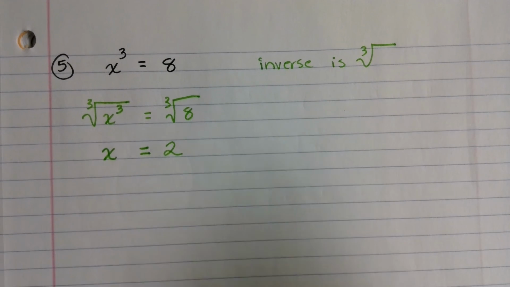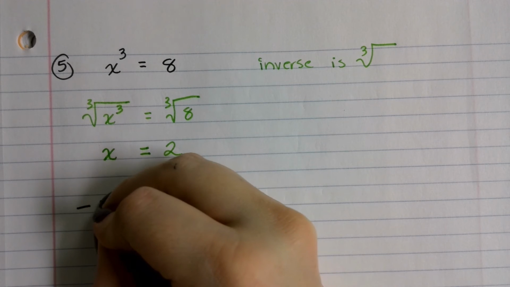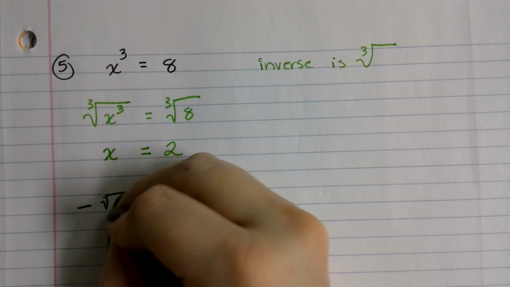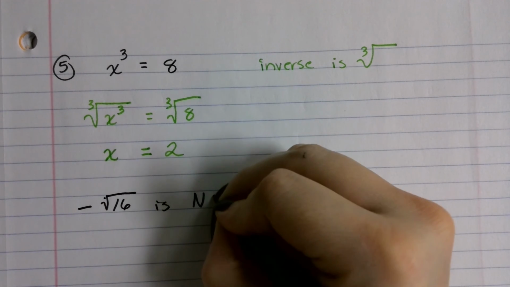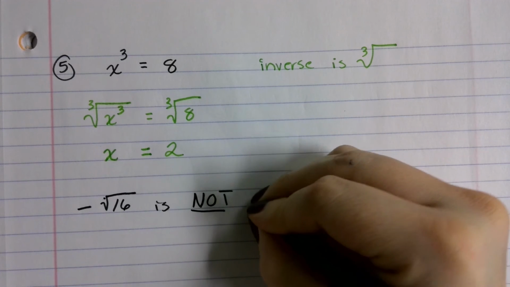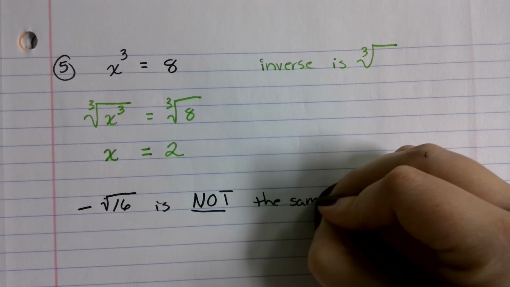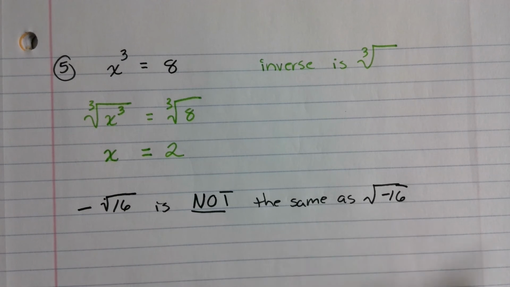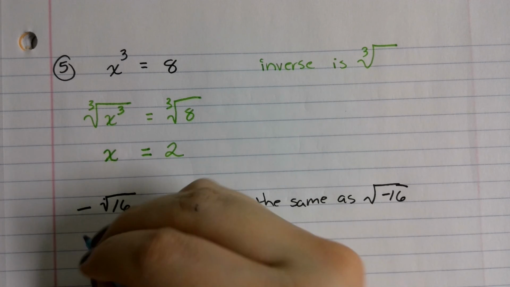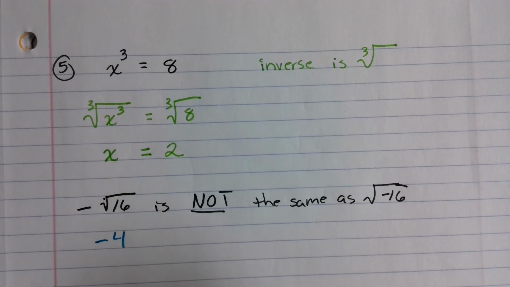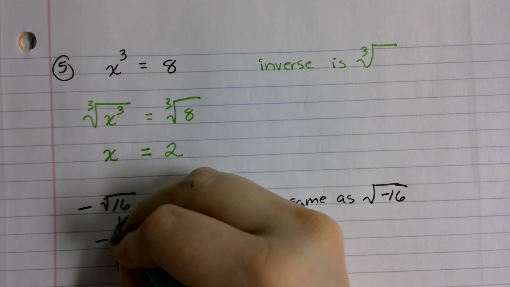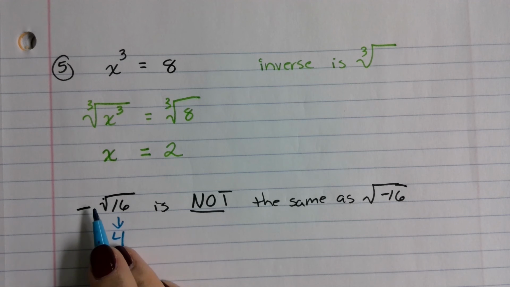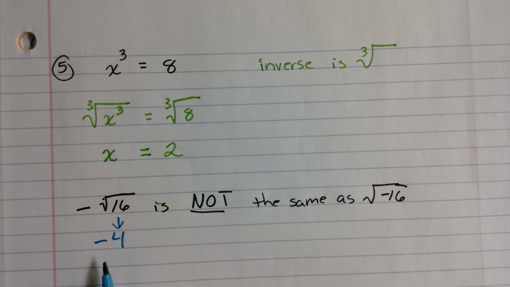Now again, as I stated before, when we're talking about square roots, the negative square root of 16 is not the same thing as the square root of negative 16. These are not the same thing. The negative square root of 16 is going to come out to negative 4. The square root of 16 is 4, and having the negative on the outside gives you that negative 4.